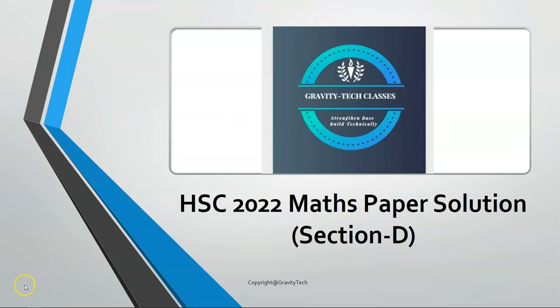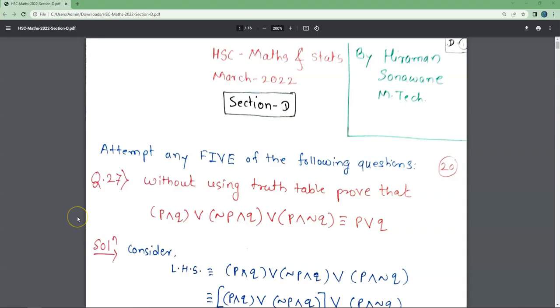Let's go to the solution. So as I mentioned, this is section D, the solution of section D of the March 2022 paper. The paper is Maths and Statistics. It is solved and explained by me, Hiraman Sonavane.